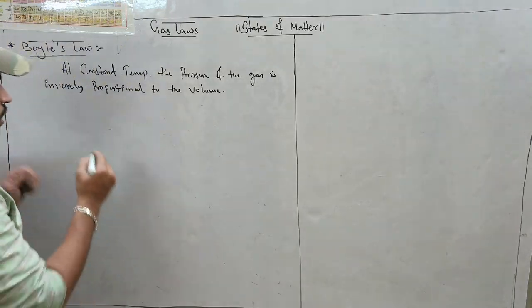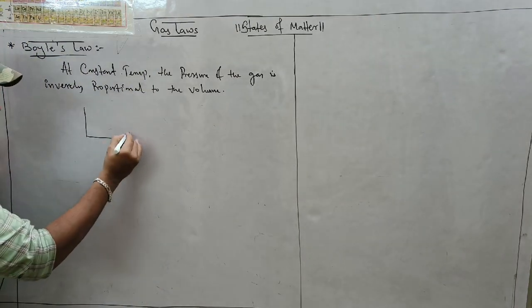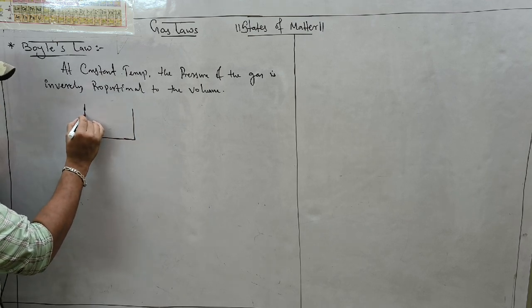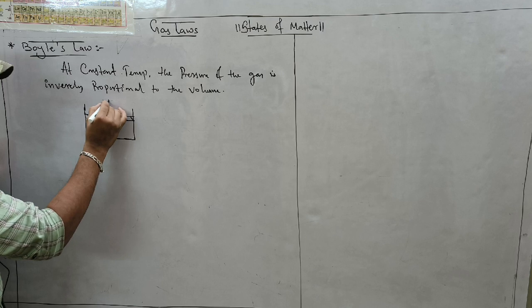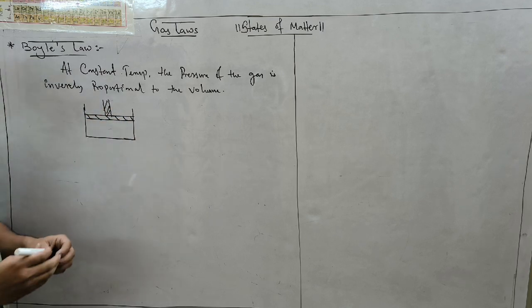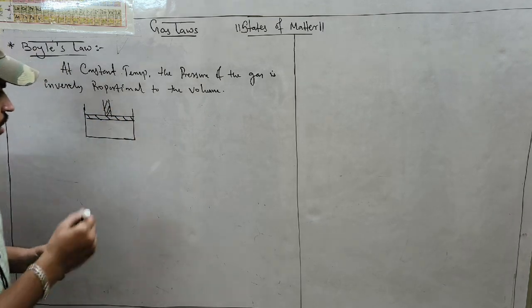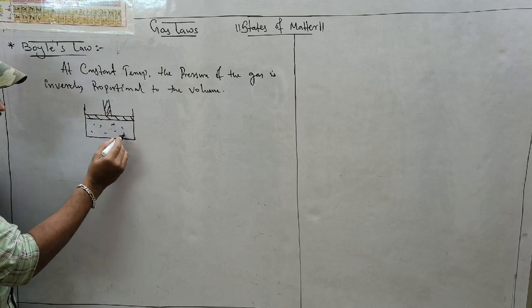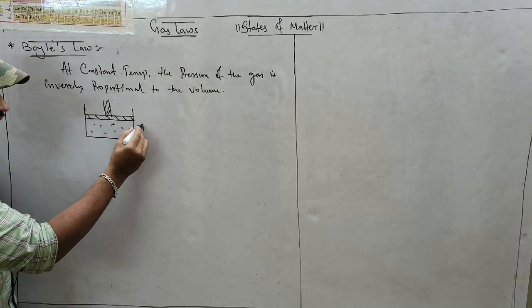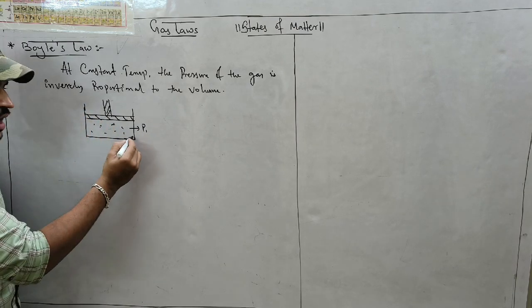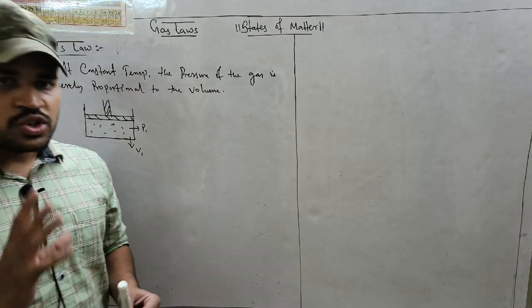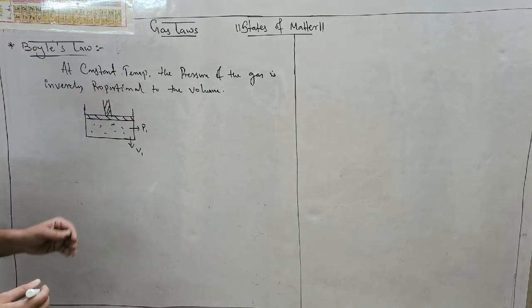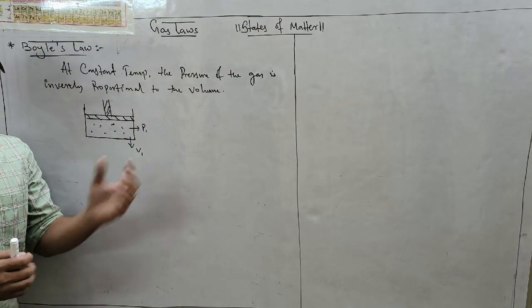What does it mean? Let's take a gas enclosed in a container with a frictionless piston. When this gas is enclosed, it will have some pressure P1 and it is occupying some volume V1. So this is the initial pressure and initial volume.